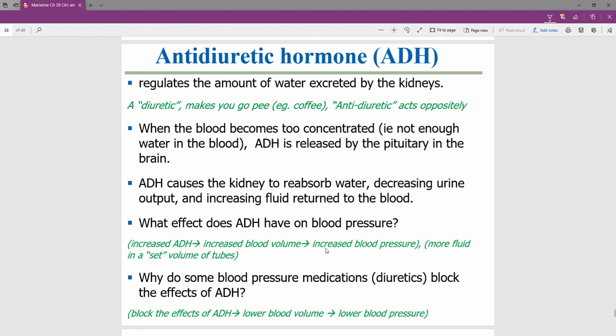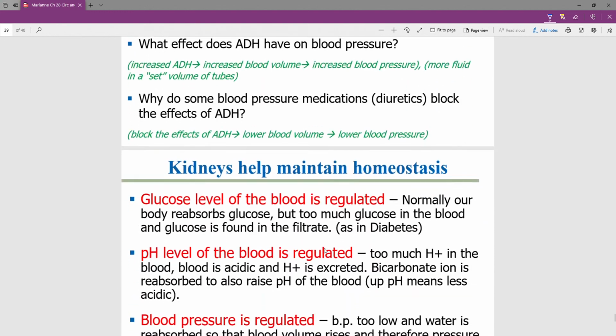The effect of antidiuretic hormone on blood pressure is that if we have more antidiuretic hormone, that's going to increase the blood volume. If you have more volume in a set amount of tubing, that's going to increase your blood pressure. If you already have high blood pressure and are on high blood pressure medication, you take diuretics to block the effects of antidiuretic hormone. If you block the effects of antidiuretic hormone, you're going to lower your blood volume and in that sense lower your blood pressure. So those are a little bit of the applied understanding of the functions of the kidney and a hormone that has an effect on your kidneys.